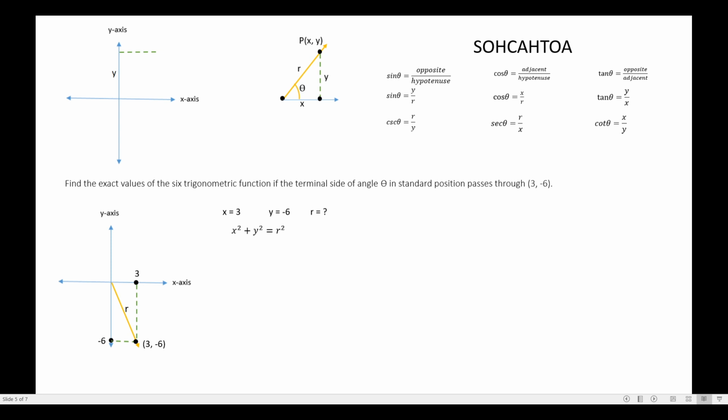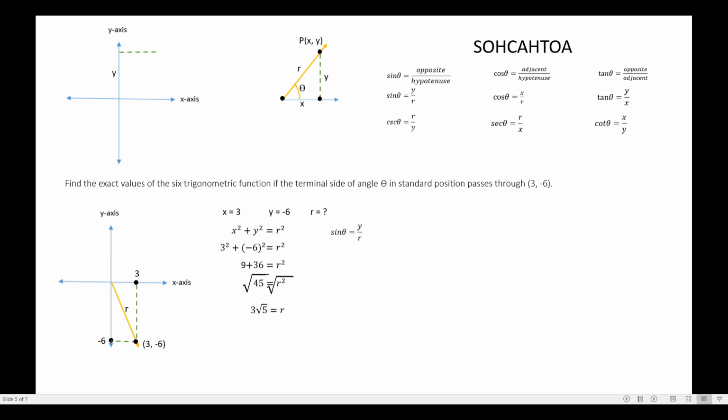Now, all you have to do is substitute the values of x and y in order to get the value of r. So that's 3 squared plus (-6) squared equals r squared. Or that should be 9 plus 36 equals r squared. That's 45 equals r squared. And so taking square roots on both sides will give you 3 square root of 5 as the value of r. Actually, positive and negative, but then again, the radius is always positive. Okay, because that's a distance, or that's a length, so it's never negative.